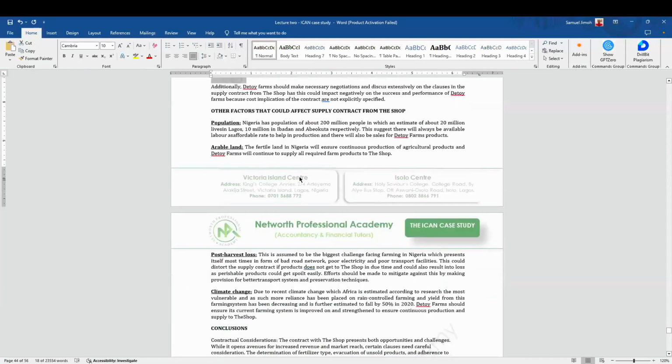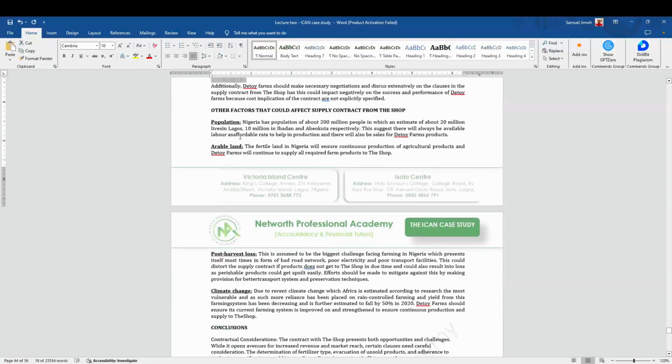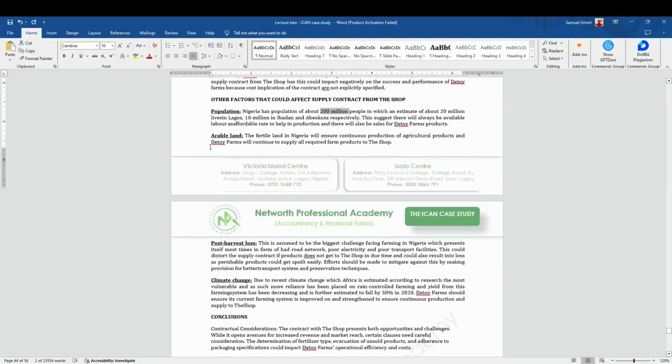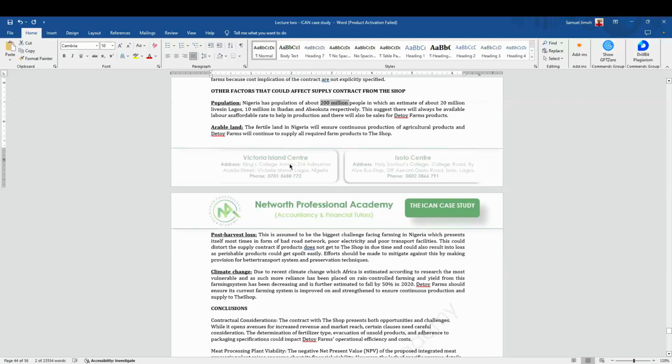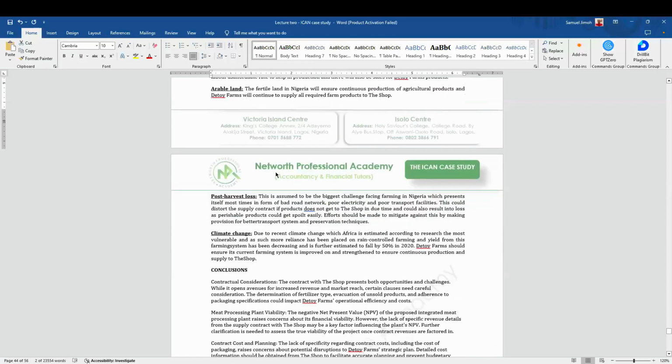So other factors that could affect supply contract, this is evaluative skill and judgment, right? And remember, I said under evaluative skill and judgment, you are basically looking at the impact of external factors on the project, on the proposal, right? I talked about the impact of population. Remember, we were told that there are about 200 million Nigerians who will be ready to buy those things. So it means the contract will be profitable because people will always buy. There's arable land, so we always produce for them. We always meet up with their request.